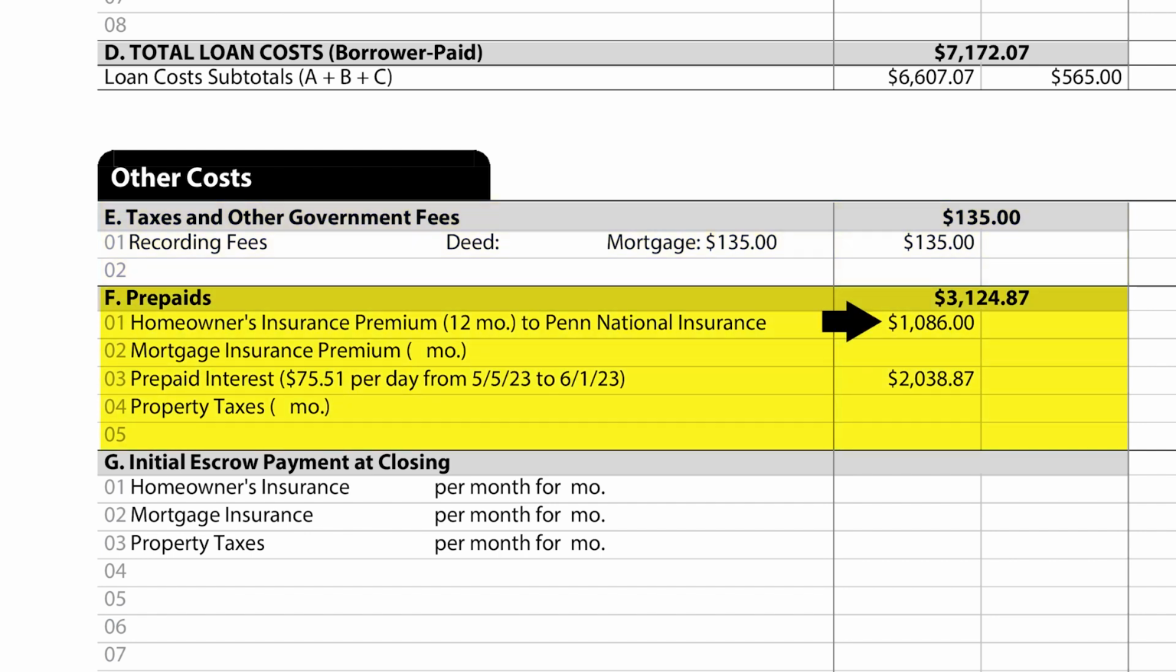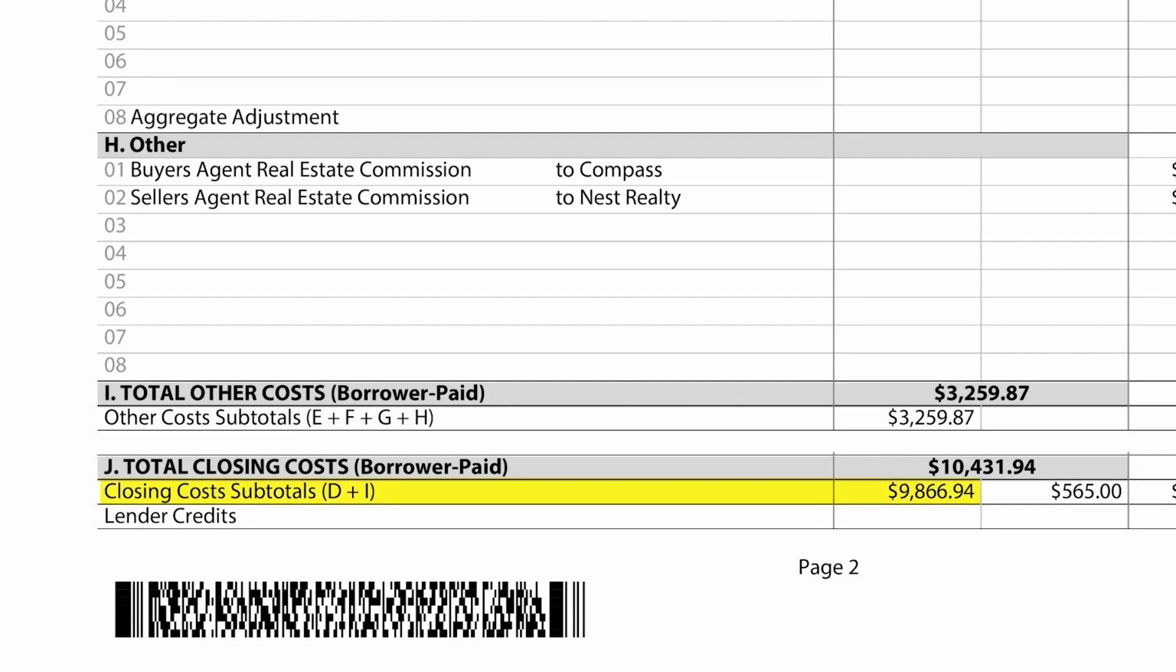In Section F, you'll see the homeowner's insurance. The client has opted to go ahead and pay their homeowner's insurance premium at closing, and that's $1,086. In addition, you'll see prepaid interest listed here from May the 5th through June the 1st of $2,038.87. This means their first payment will not begin until July 1, as they're paying most of the interest up front in closing here of $2,038.87. At the bottom, this totals their total closing fees of $9,866.94. So these are the closing costs all outlined on this particular page.